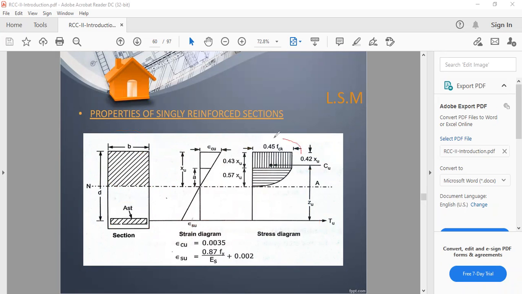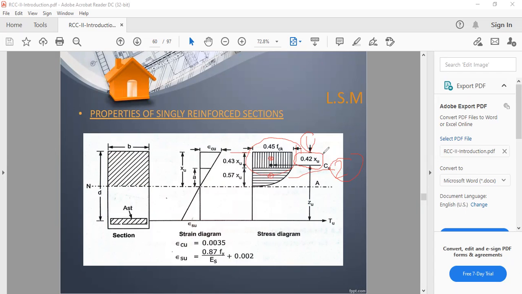And this stress distribution has two parts. There is one rectangle, and then this is your parabolic part. So you have to calculate the area of this rectangle part, and then you have to calculate the area of the parabola, and consider the CG of this particular rectangle part, and then the CG of this. So you can consider it from the top side. So from the top side you get here 0.43 x cube by 2, and then 0.43 x cube plus 3/8 of 0.57 x cube. So that is how you will get it if you go on calculating this 0.42 x cube.